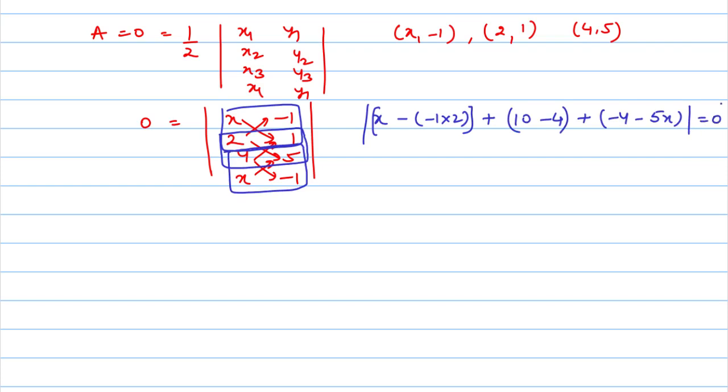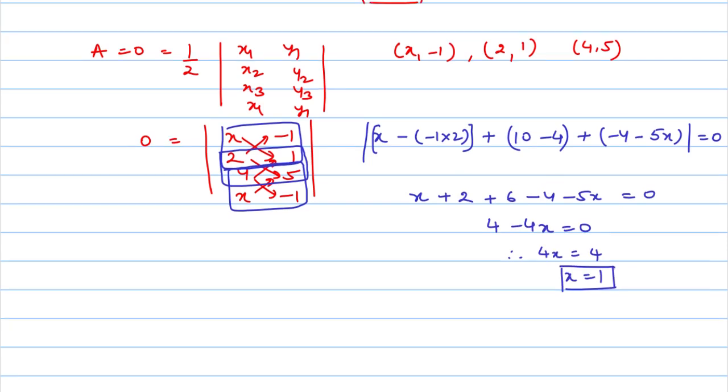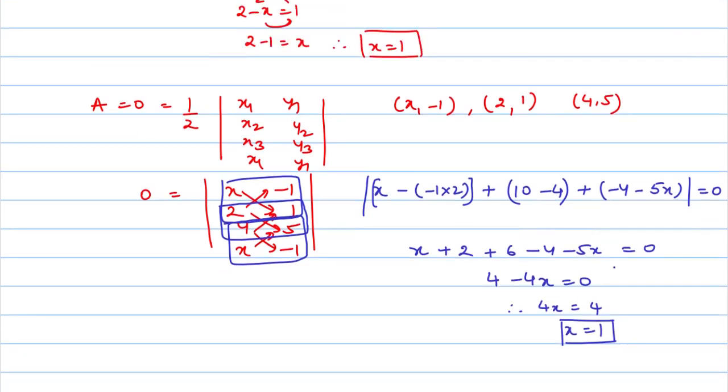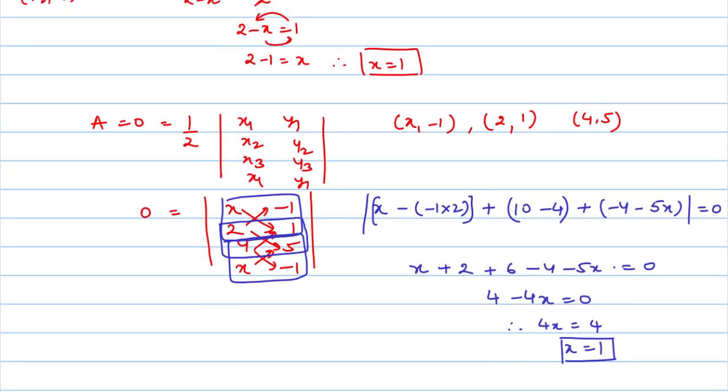Now, when we have 0 on the right side, when we remove the modulus, plus minus 0 would make no difference. It is one and the same thing. Therefore, there is no need to write plus minus 0 in this case. x plus 2 plus 6 minus 4 minus 5x is equal to 0. Therefore, 6 into 8, 8 minus 4 is 4, minus 4x is equal to 0. So 4x equals 4, x is 1. So, we are getting the same answer. And this is correct. Method could be different, but the answer would be same. You can apply any method of your choice.